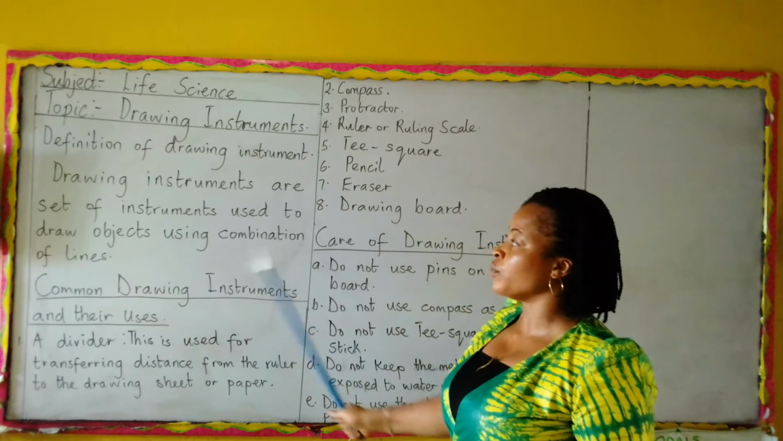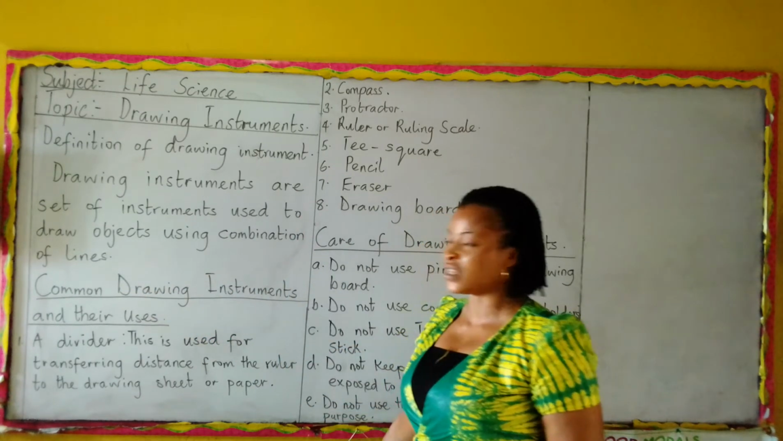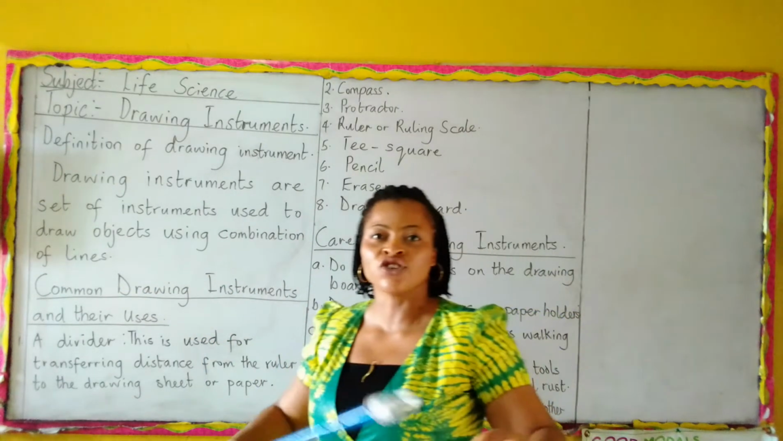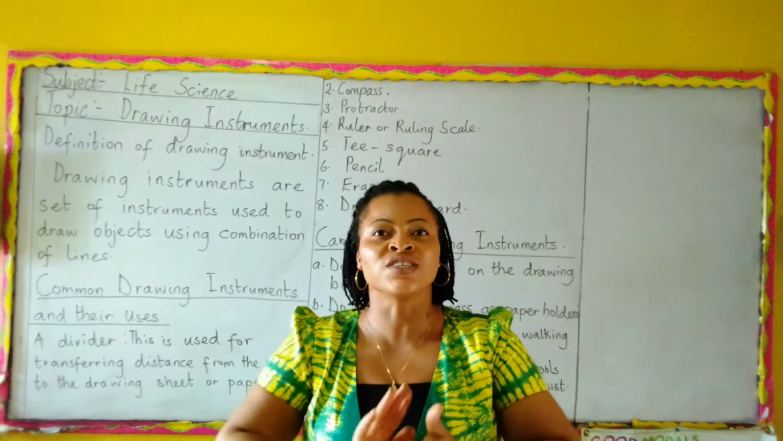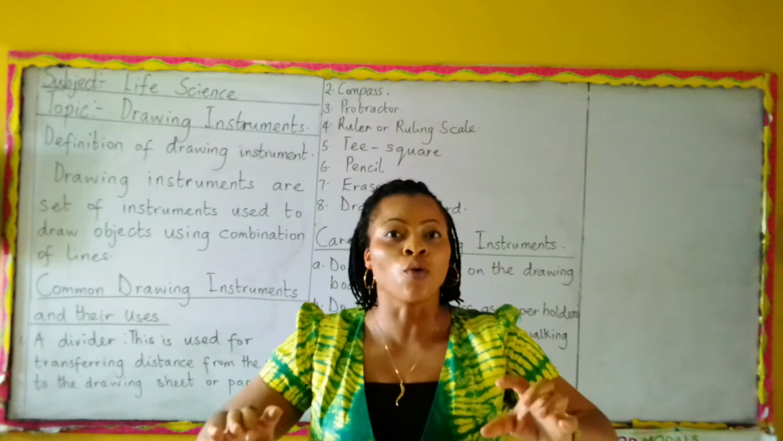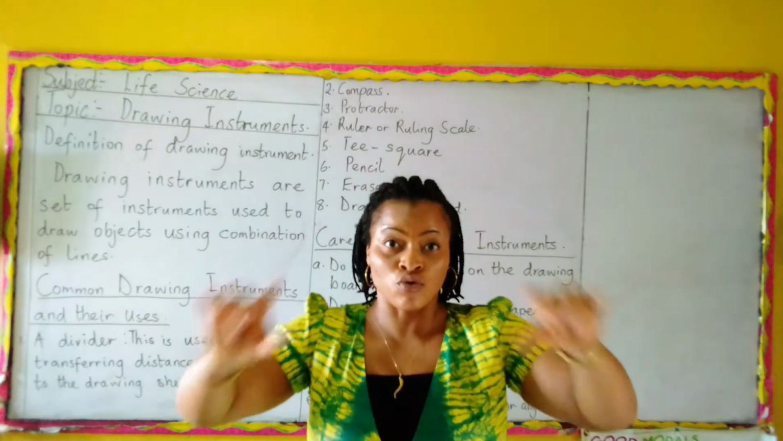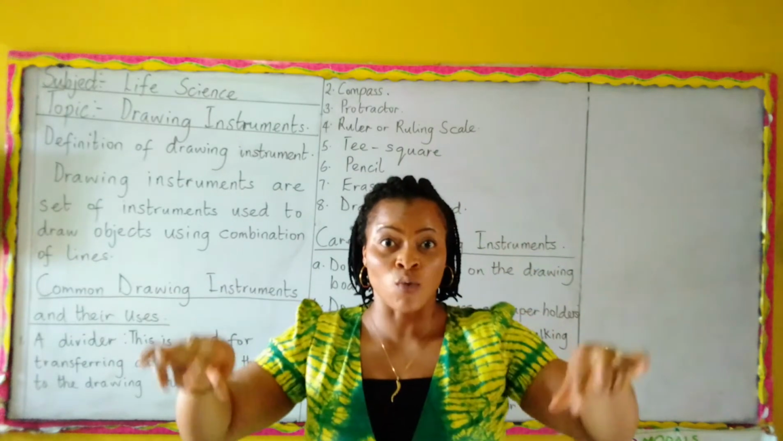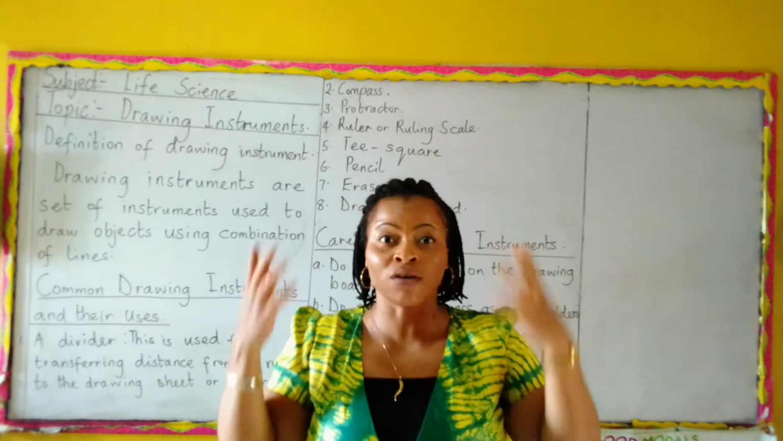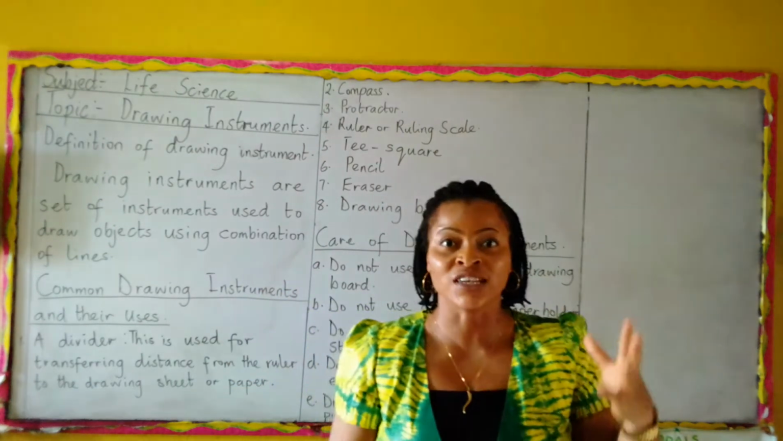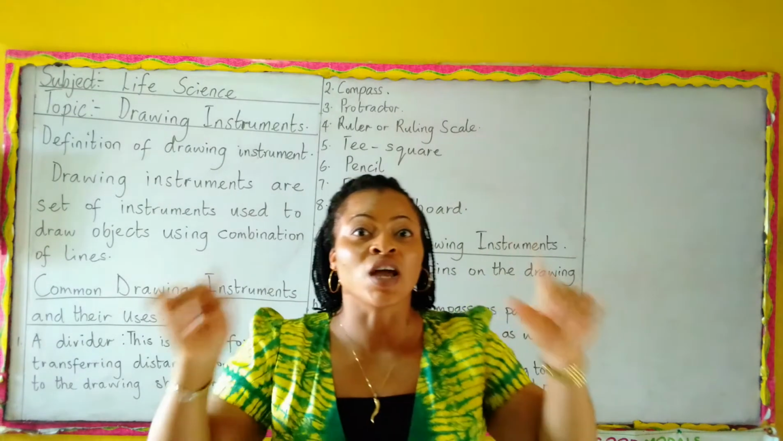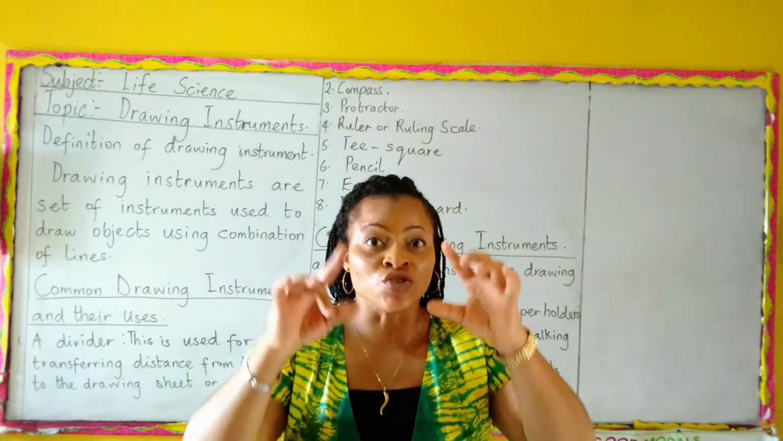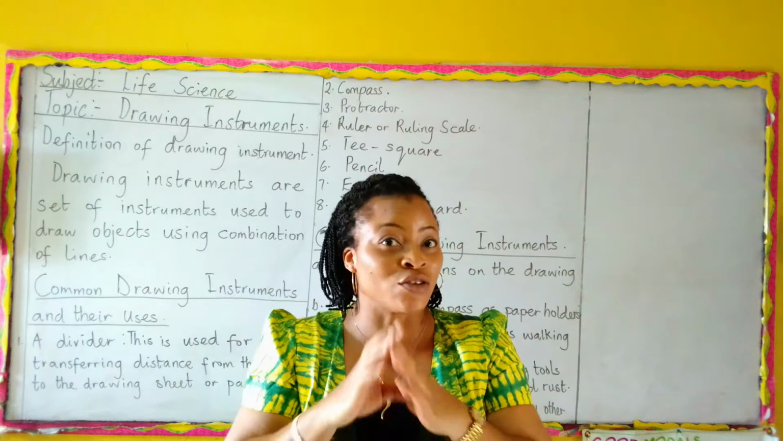Lines. We use a combination of lines. So drawing instruments can be simply defined as those instruments we can use to draw, to make what? Lines. So that you don't cram it. It's a set of instruments we can use to draw objects using a combination of lines. We draw it by the use of lines so that you don't forget.